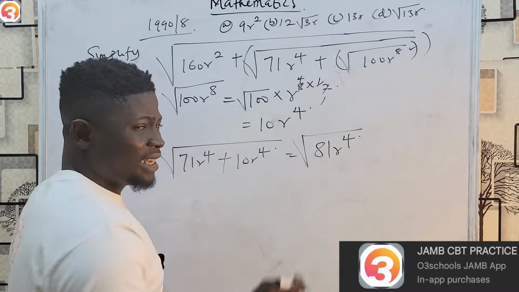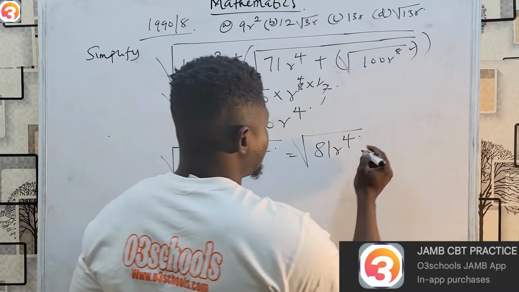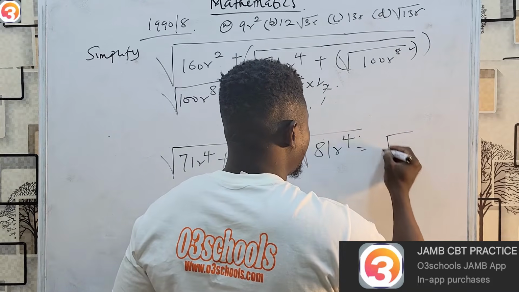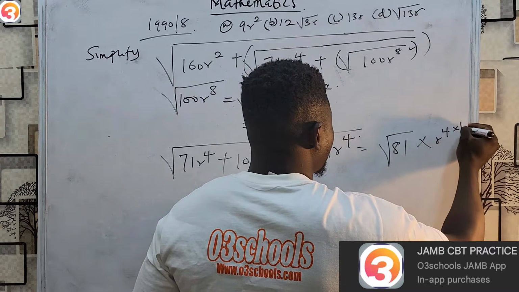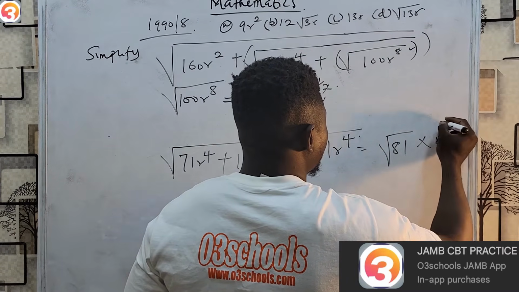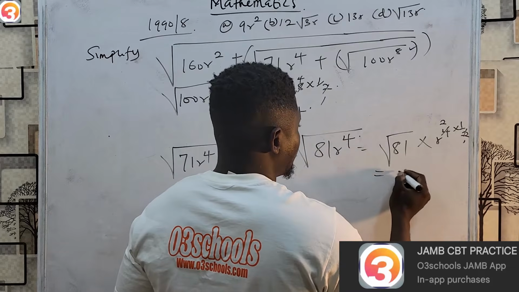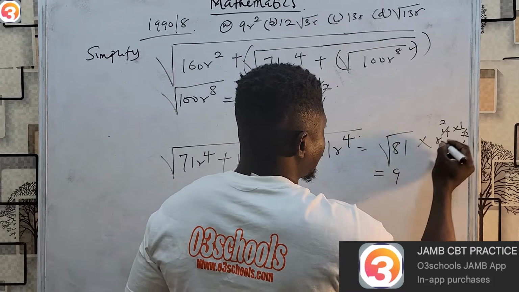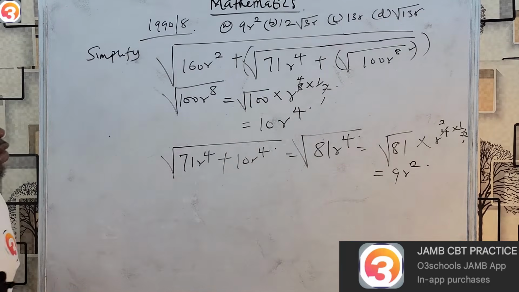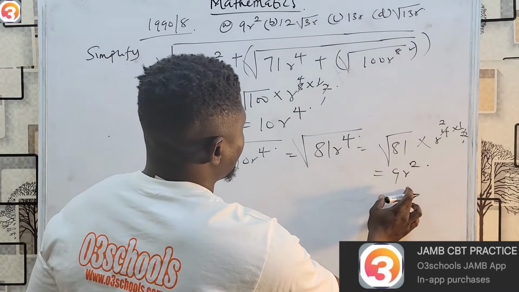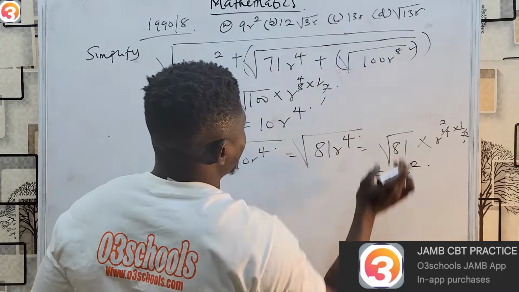So let's deal with this. Square root of 81 times r raised to the power 4 times 1 over 2. 2 here 1, 2 here 2. What is the square root of 81? 9. What is left here? 2 times 1 is 2. 9r square is left here. By the time we have simplified everything here to be 9r square.